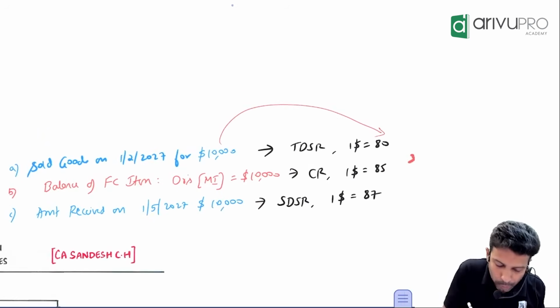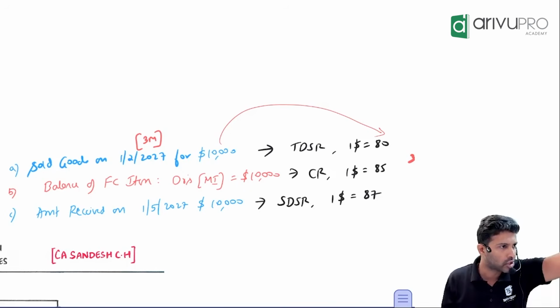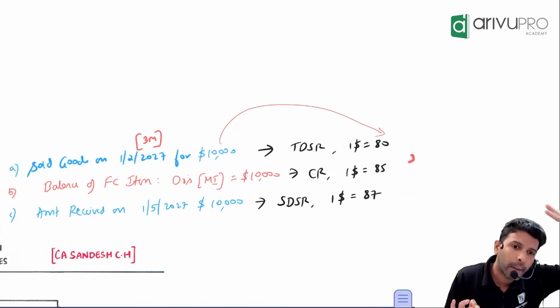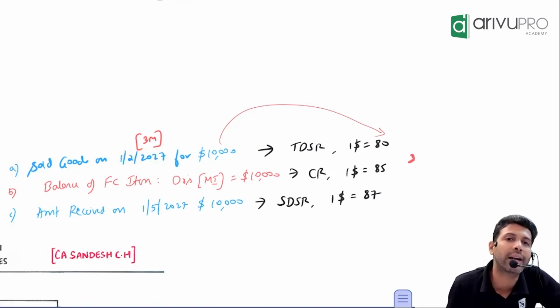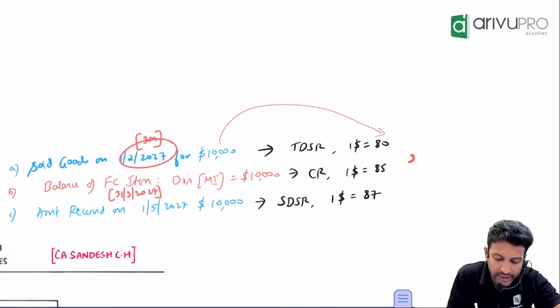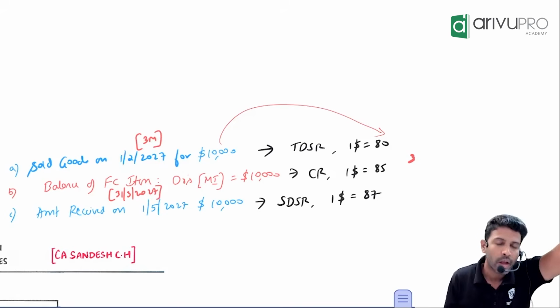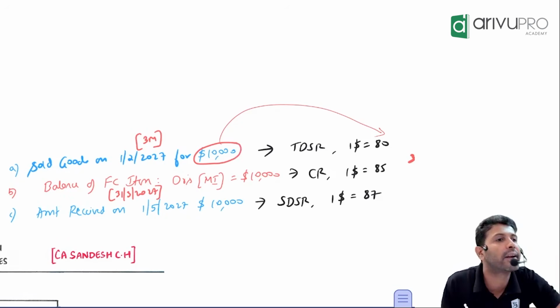Sir, suppose this is a 3 months credit which we have given. So it's not a cash sale, it is a 3 months credit sale. When will the debtor pay? February, March, April. That means on 1st May he'll make the payment. But between 1st February and 1st May, one important date comes. What is that? Balance sheet date, which is 31st March 2027. Between this transaction date and settlement date, one important date is coming, which is balance sheet date.